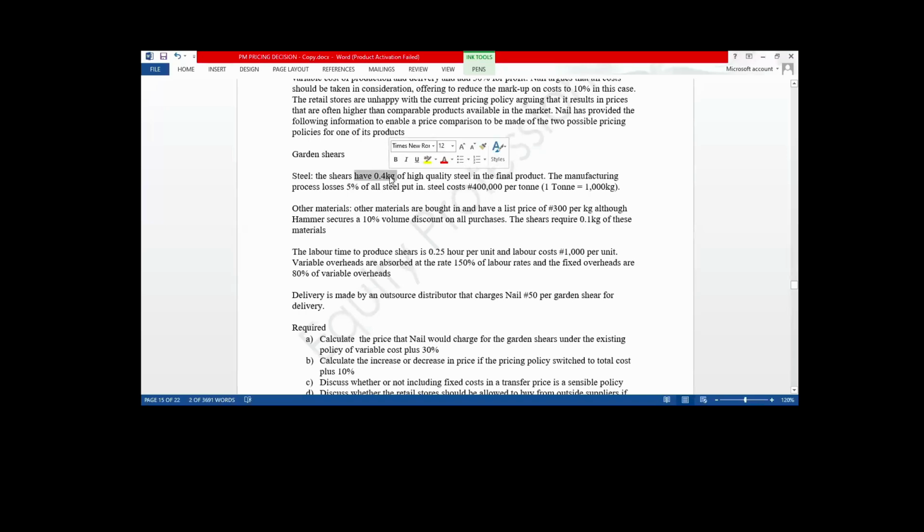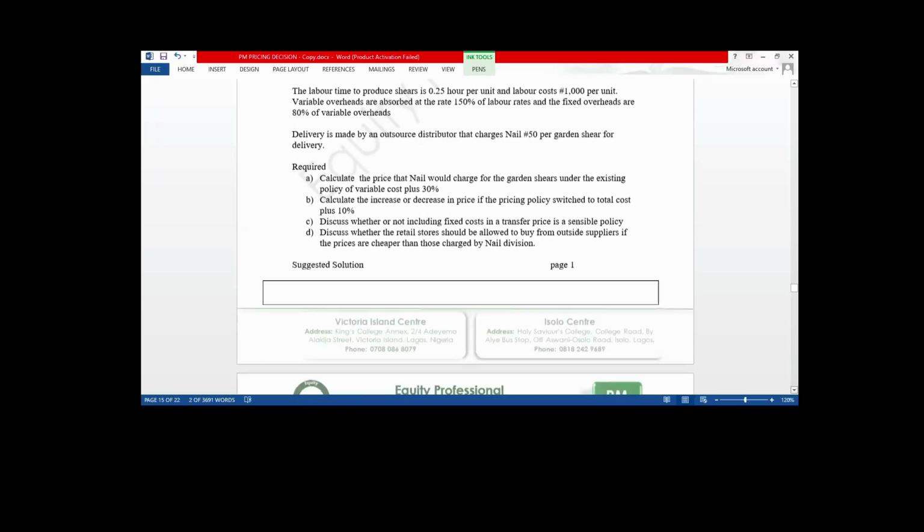Now, secondly, this material is given to us in kg. But examiner says steel costs 400,000 per ton. Now, examiner says 1 ton is equal to 1,000 kg. That means, because this material is given to me in kg, and the price is given to me in tons, I must also convert the price to kg. Now let's go to the solution, because I only have 30 minutes. We manage it.